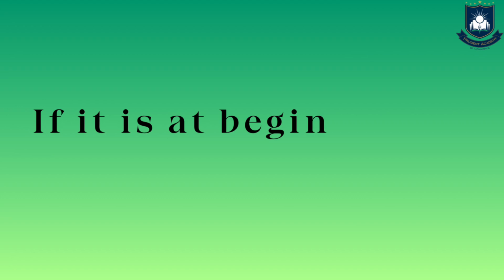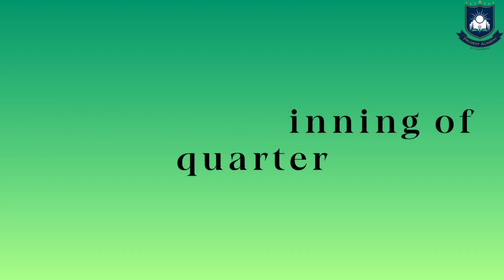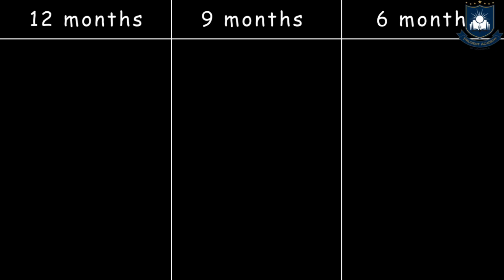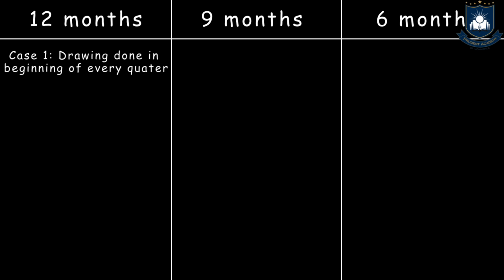We'll be dividing the page into 3 parts. Accounting period is 12 months, accounting period is 9 months, and accounting period is 6 months. Now, first case, situation 1 in the first column: the accounting period is 12 months and the drawing is done at the beginning of every quarter. What is to be done? We will have to do it in a different way.